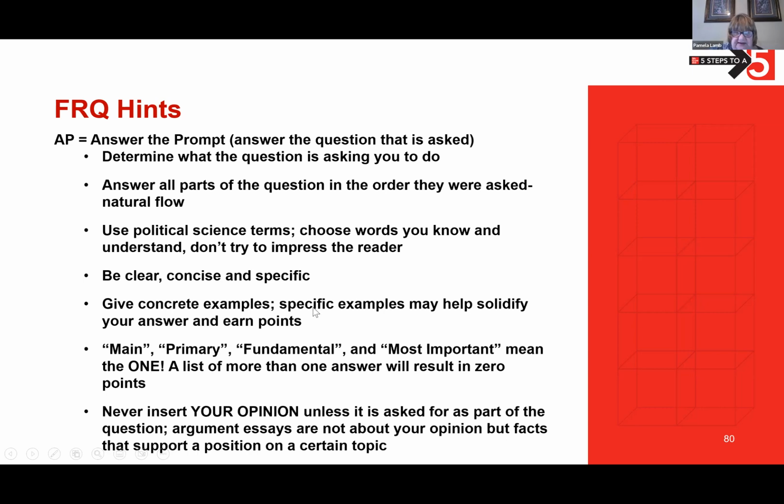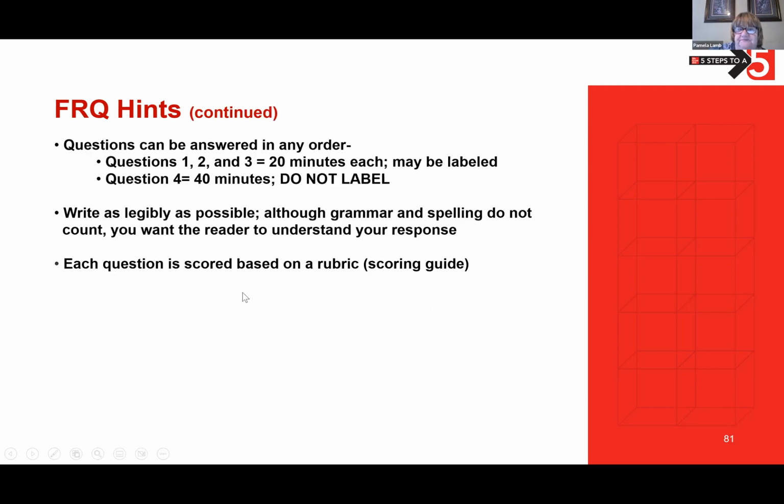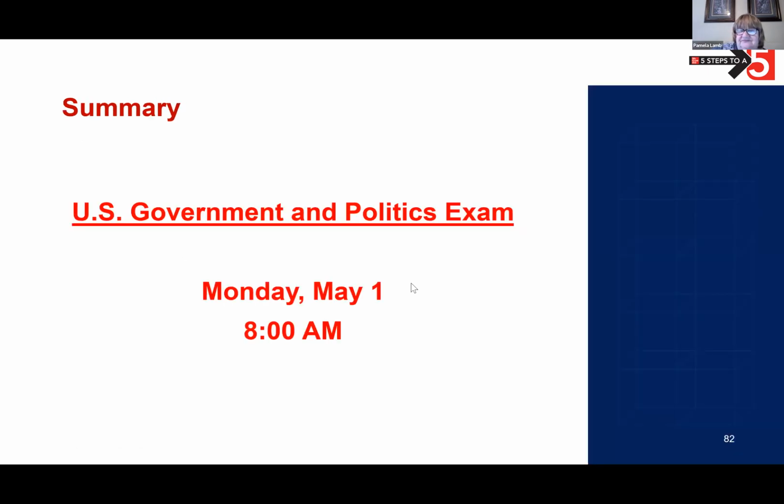Never put your opinion unless it asks for it, and I've never seen one that asks for it. So I would follow through with, you really don't need to insert your opinion. Remember, FRQ 4 is not about opinion. It's about picking a side and proving it. Don't label it. Write legibly. We have to read that writing, and be prepared. Be ready for May the 1st.